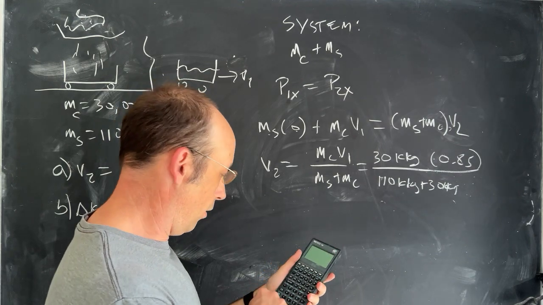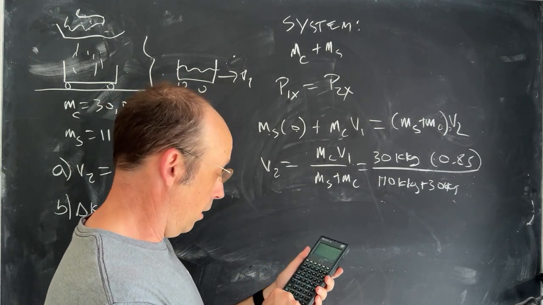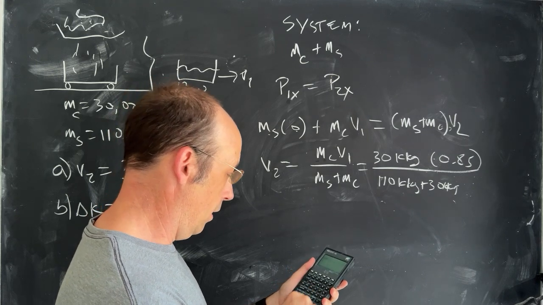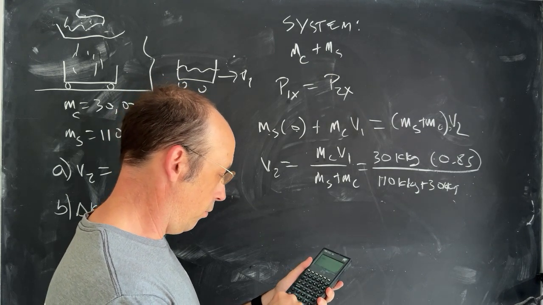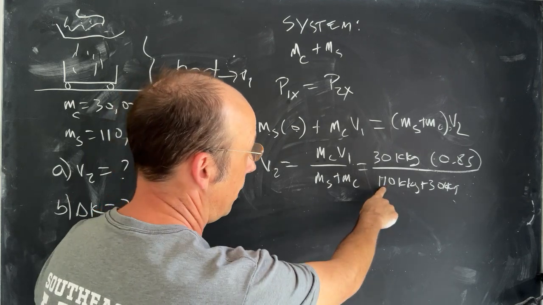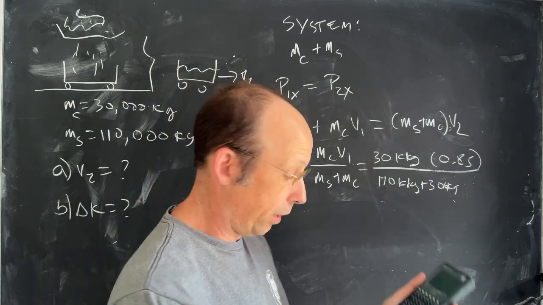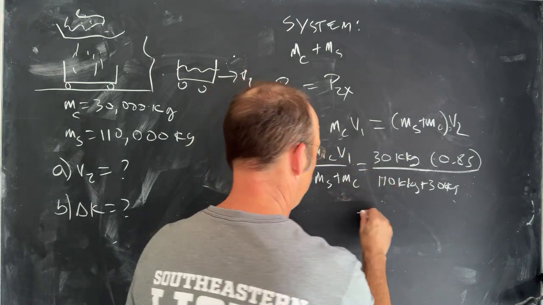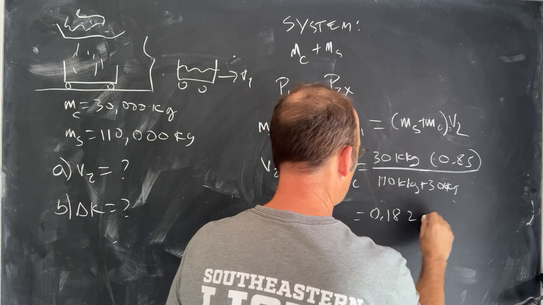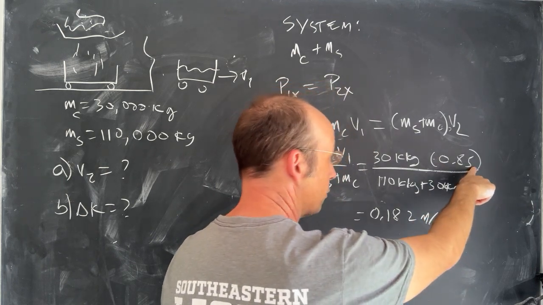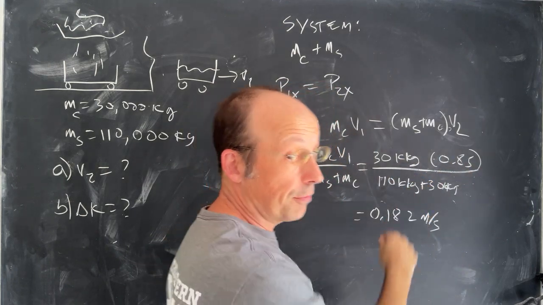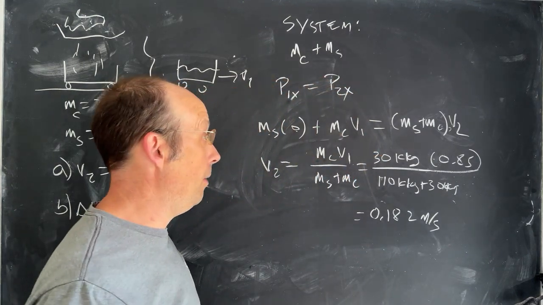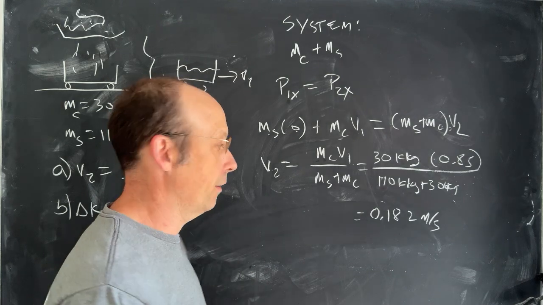So let's put this in our calculator. 30, enter, 0.85 times, and then this is going to be 110 plus 30 is 140, so 140 divided by, and I get 0.182 meters per second. Kilograms cancels, and that's our speed. So it did slow down. That's a good thing. It slowed down quite a bit, but we also added a lot of mass, a lot.